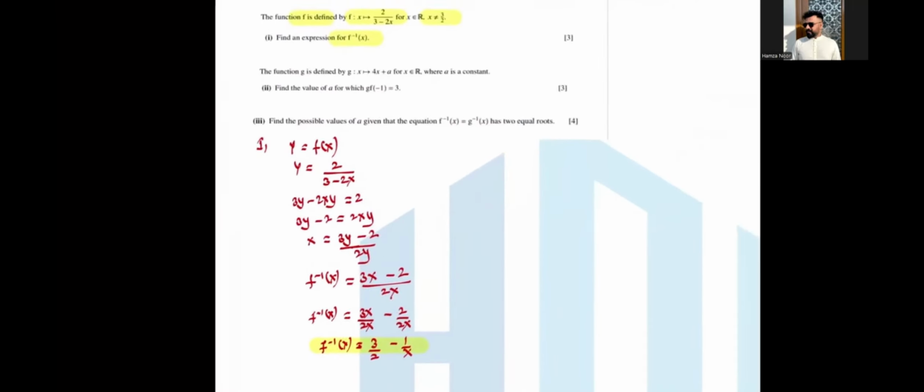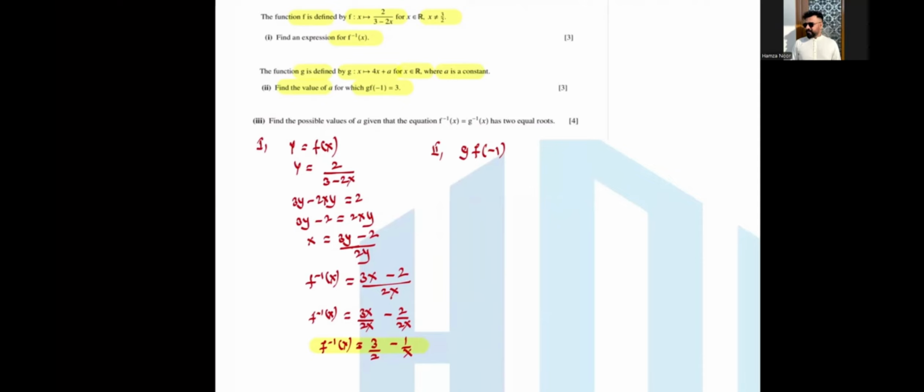So now in part 2, it says that the function g is defined by g(x) equal to 4x plus a for x can take any real values where a is a constant. Find the value of a for which g(f(-1)), meaning gf of minus 1, is equal to 3. So when you say gf of minus 1, this means that the input of the g(x) function is f(-1).